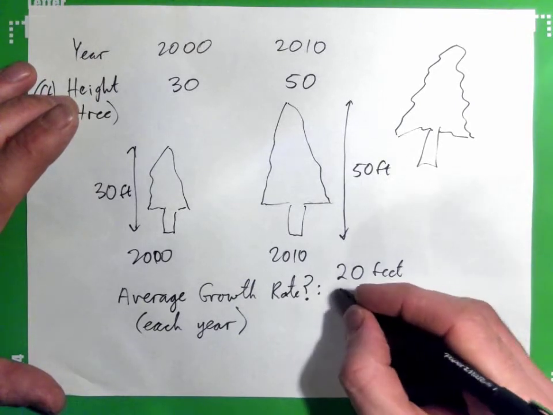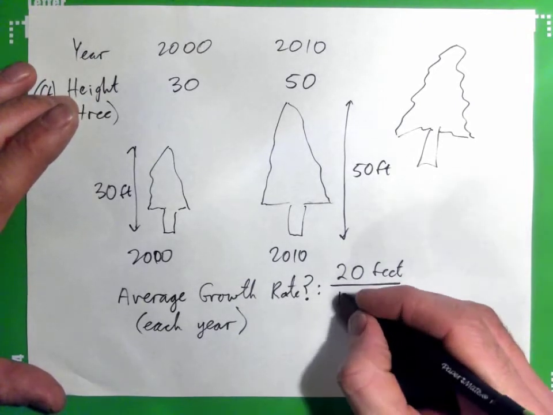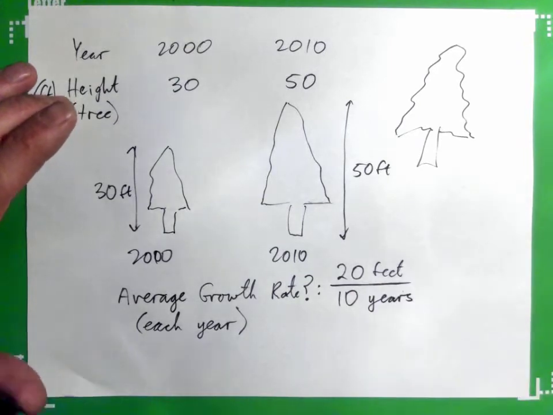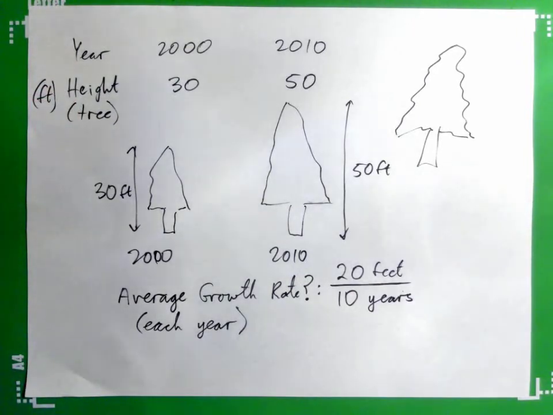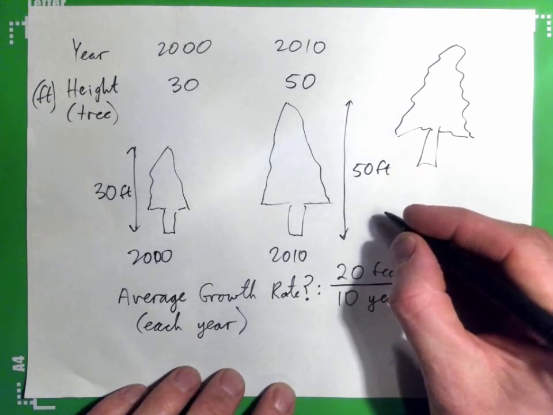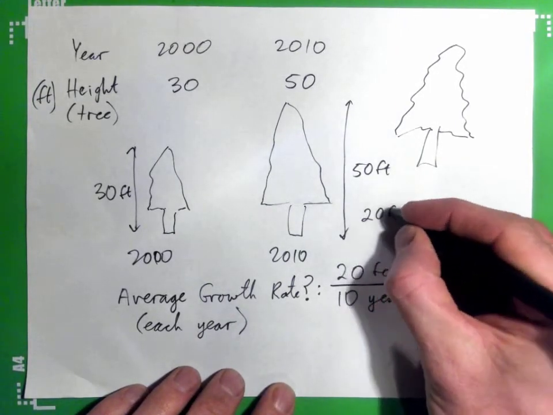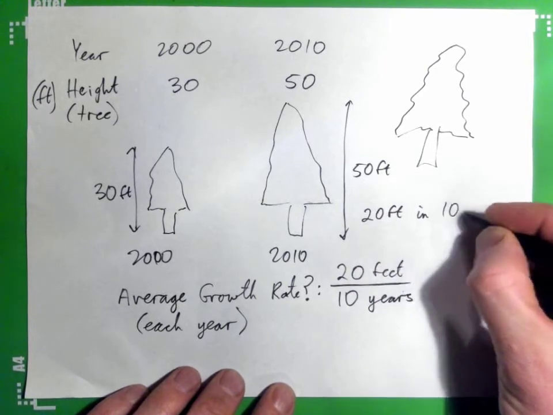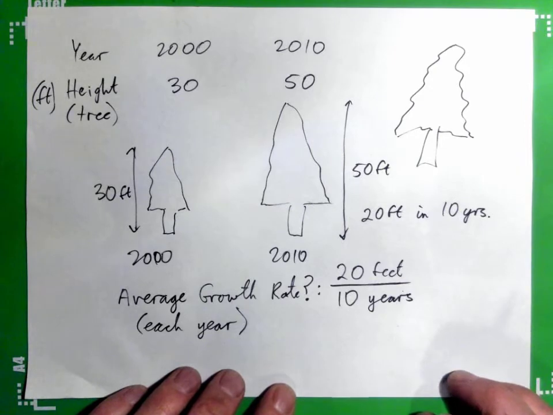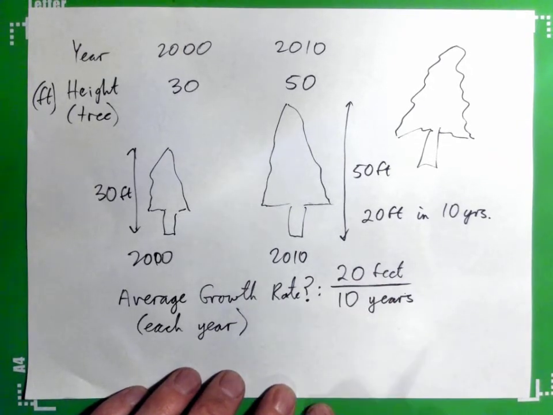10 years. Watch this. 20 feet over 10 years. Beautiful. Look at that. 20 feet in 10 years. See? So that is, or you could say, like you said, 20 feet in 10 years. Right? Now, what happens when you divide 20 by 10? What do you get?